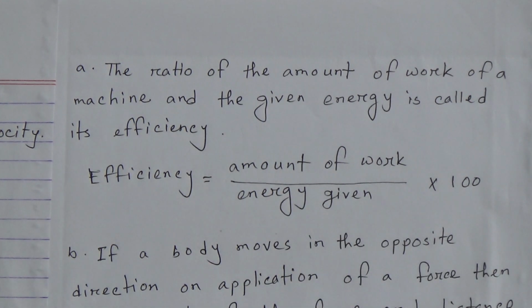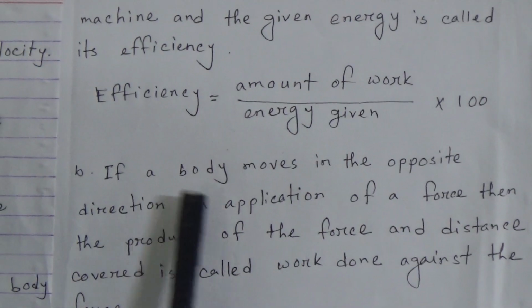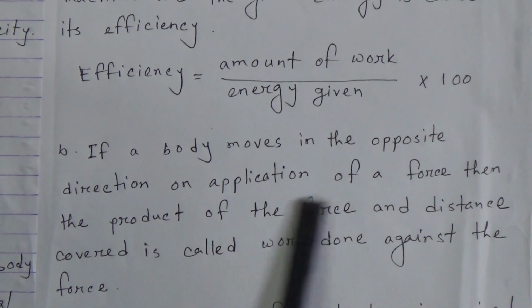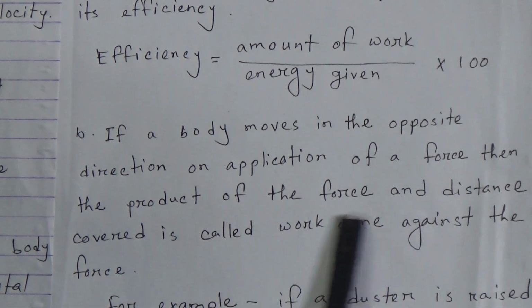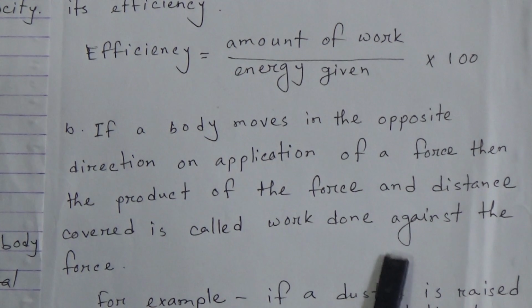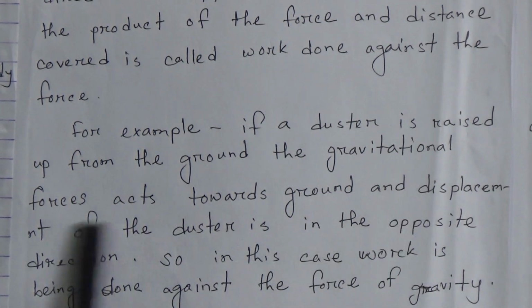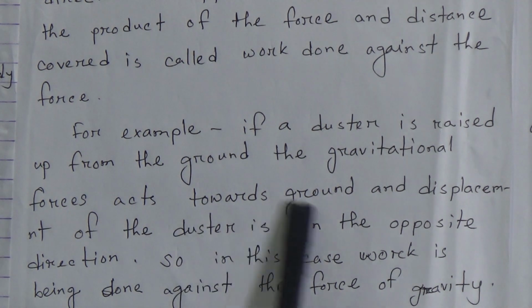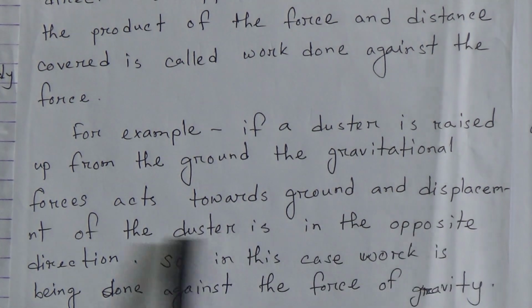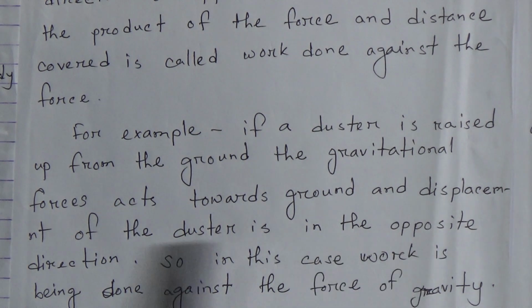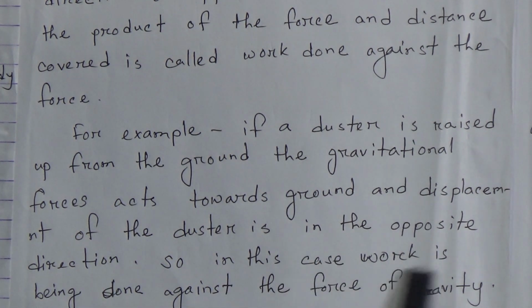Now question number B, what is meant by the work done against the force? If a body moves in the opposite direction on application of a force, then the product of the force and distance covered is called work done against the force. For example, if a duster is raised up from the ground, the gravitational force acts towards the ground and the displacement of the duster is in the opposite direction. So in this case, work is being done against the force of gravity.